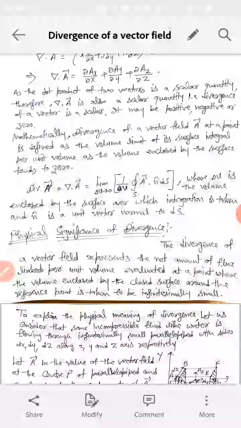Means we have considered around that reference point a small area which is infinitely small, and in that infinitely small area the volume is going to be small. So within that area, whatever the volume is, how much flux is coming out of that volume per unit volume, that is our divergence of vector field. That is nothing but the divergence of vector field.